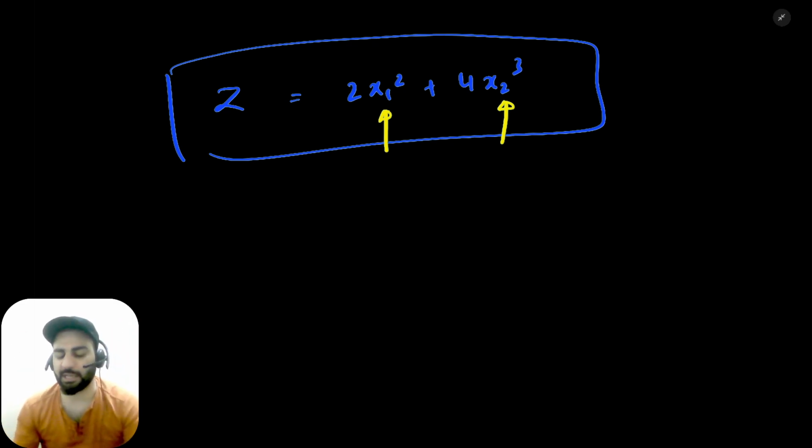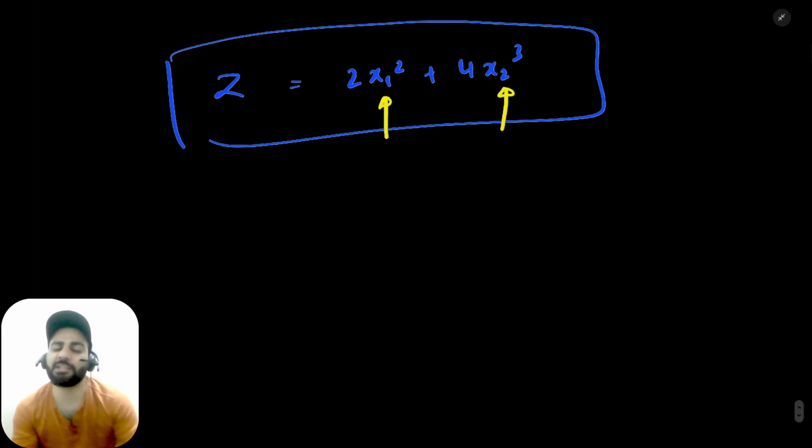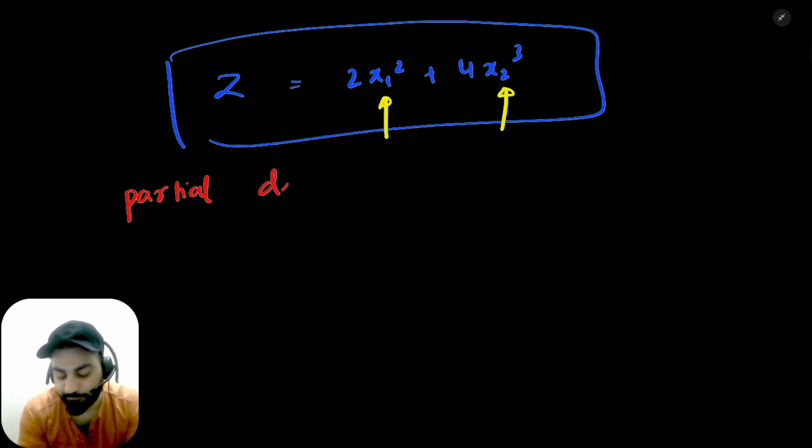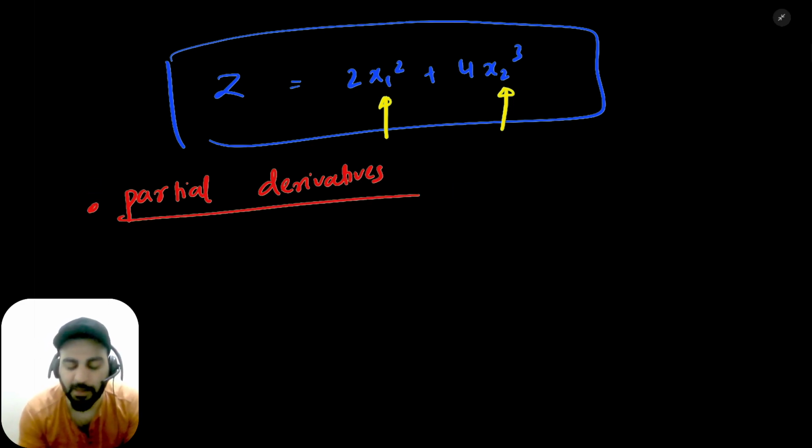Now the question is, if I have more than one variable, let's suppose here my z depends on x1 and x2. Now I want to see if I change x1, what will happen to z? If I change x2, what will happen to z? We can again use differentiation. What we'll use is what we call the partial derivatives.